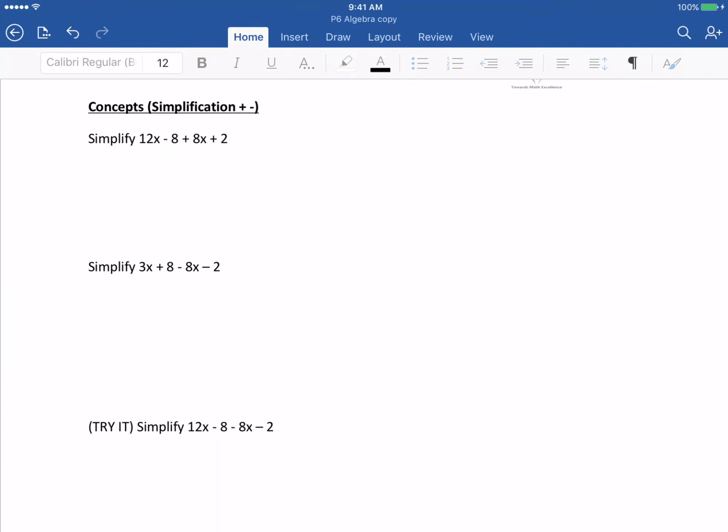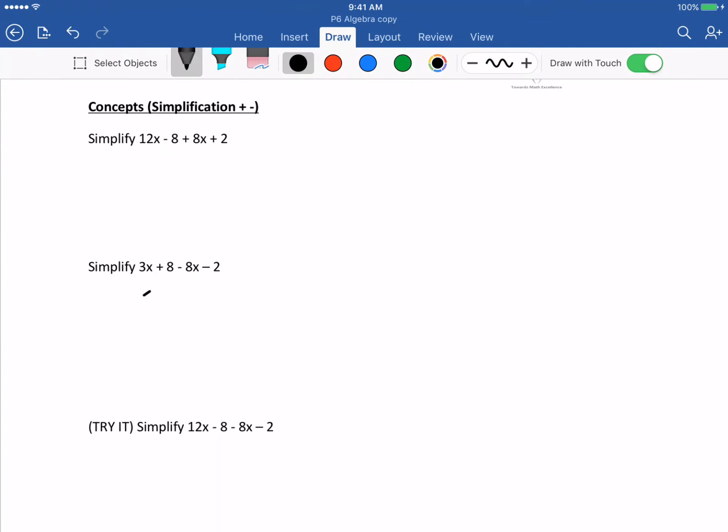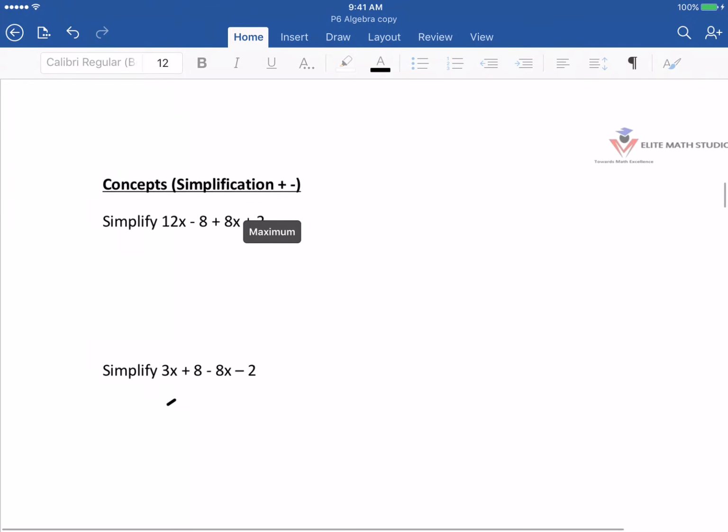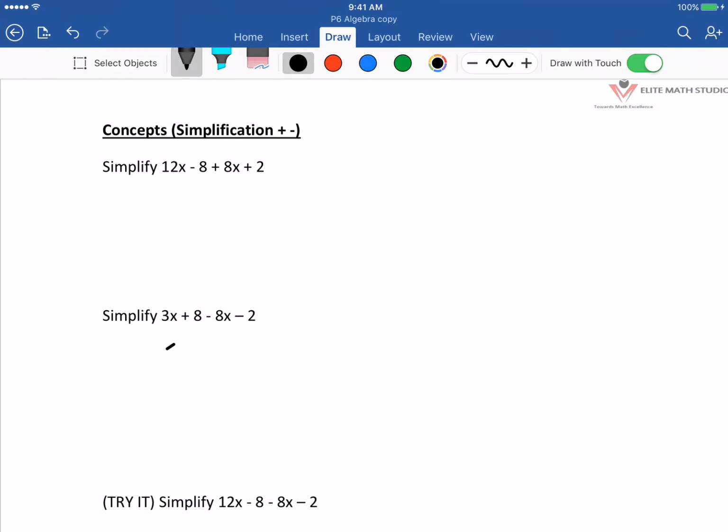Next one. Same thing in this equation. What you have to do is, pardon me, let me zoom in first. Okay, so the question asks me to simplify this. So what you need to do is group all our x up together, group all the constants up together. So we have 12x plus 8x. What's 12x plus 8x? It's actually equal to 20x.